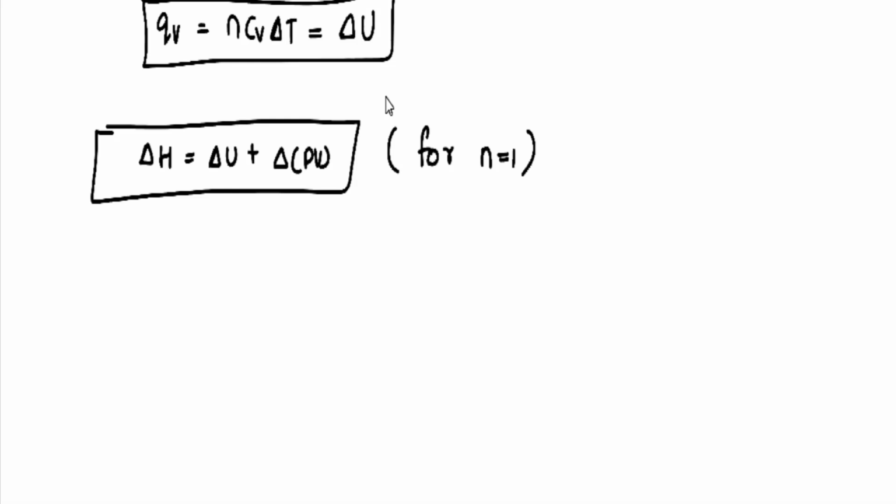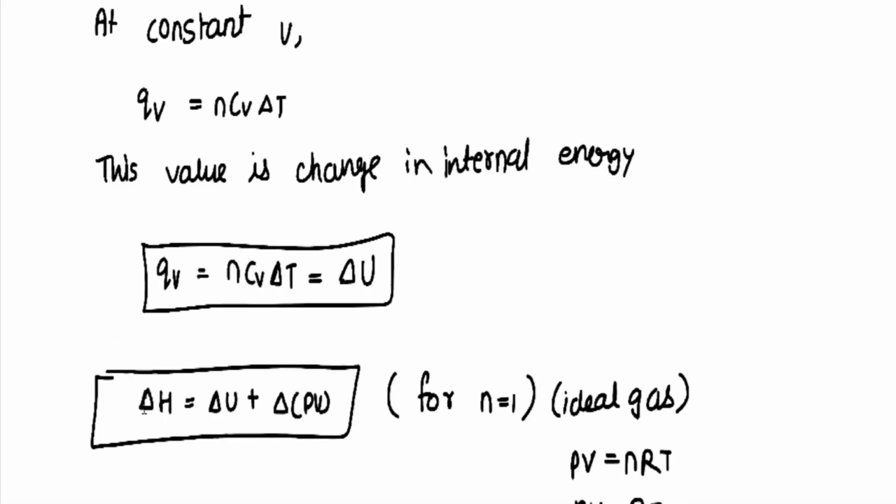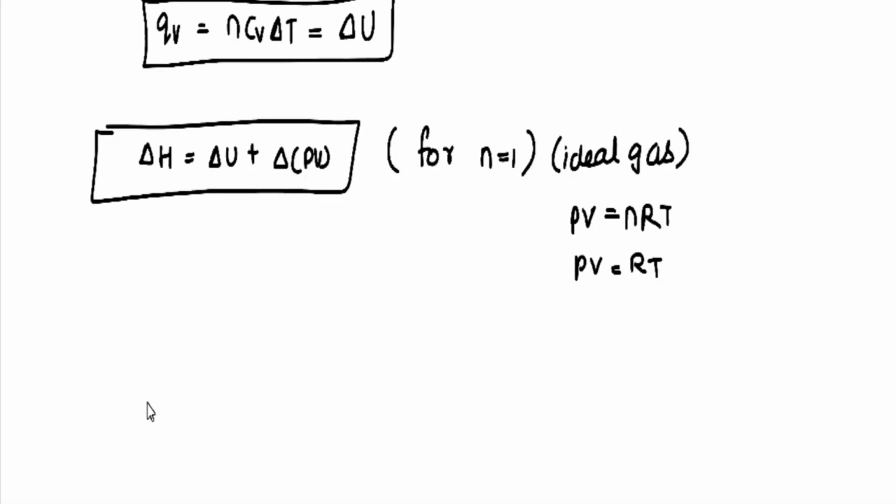What we will do is substitute the values of the given data. Also, since this is an ideal gas, from the ideal gas equation we know that PV is equal to nRT. And since it is given for 1 mole, we will substitute the value of n and we will get PV is equal to RT. Now substitute the value of each: delta H is nothing but n Cp delta T, and delta U is nothing but n Cv delta T plus delta, in place of PV we can substitute RT.